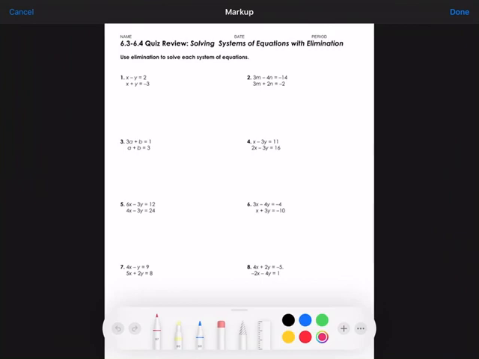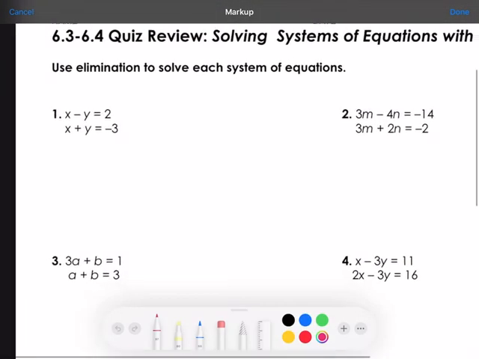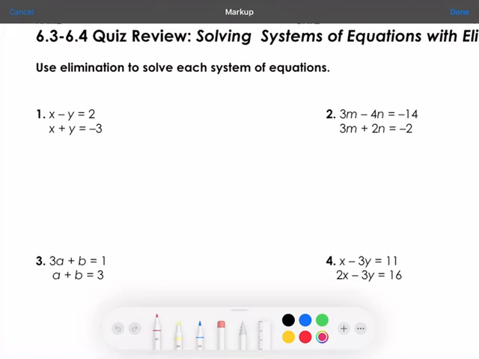All right, we're taking a look at the quiz review for solving systems of equations with elimination. So we're going to use elimination to solve each system of equations. So taking a look at this first one, we have x minus y equals 2 and x plus y equals negative 3. So the goal of elimination is to get rid of one of the variables when you add the equations together. And if you get rid of one variable, you can then solve for the remaining variable.